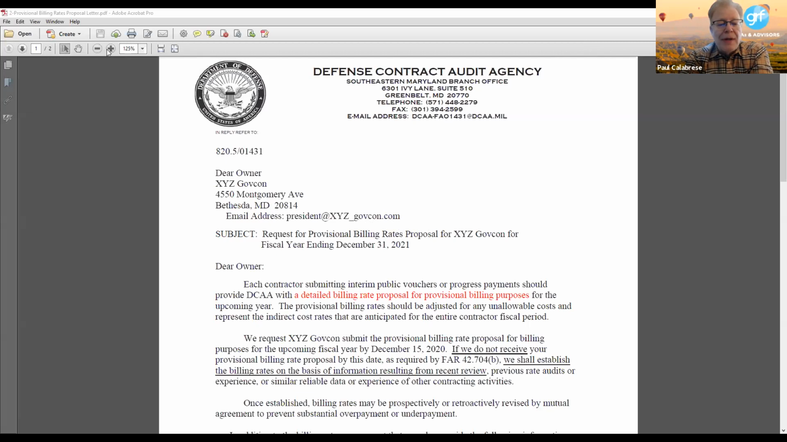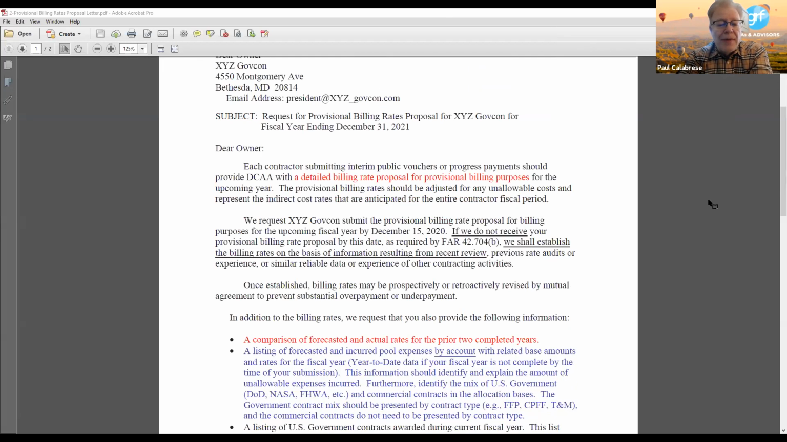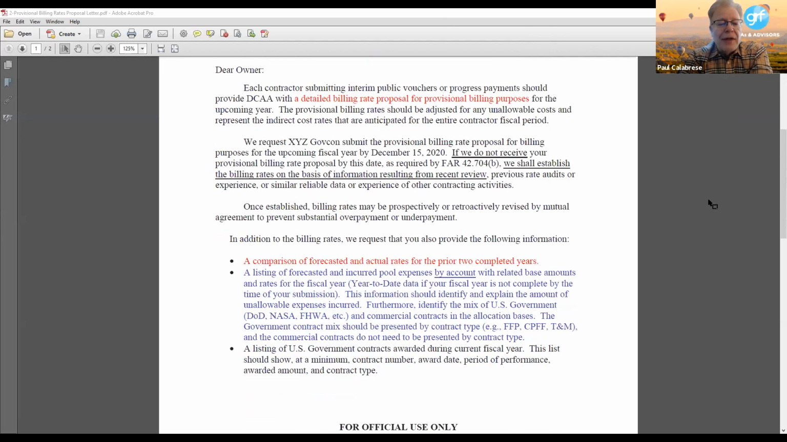And you can see the top part there. It talks about a detailed billing rate proposal. And there you notice the underline: if we don't receive this, then we'll establish our own rates. And now, Nathan, if you can go to the bottom. So DCAA, unfortunately, that's perfect, has a way. Sometimes government contractors don't cooperate, and they are an audit agency. They have to do that. I used to work for them at one time, so I know the struggles they go through too.